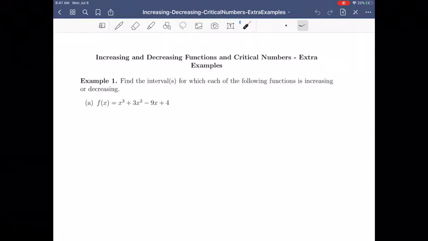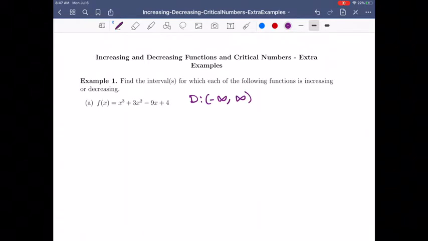So our function f of x is a polynomial. So the first thing we want to think about is the domain. Okay, so when you have a polynomial function, the domain is always all real numbers, or from negative infinity to infinity. So there's no places where the function does not exist. Maybe I'll just write that. Okay, so no x where f of x does not exist.